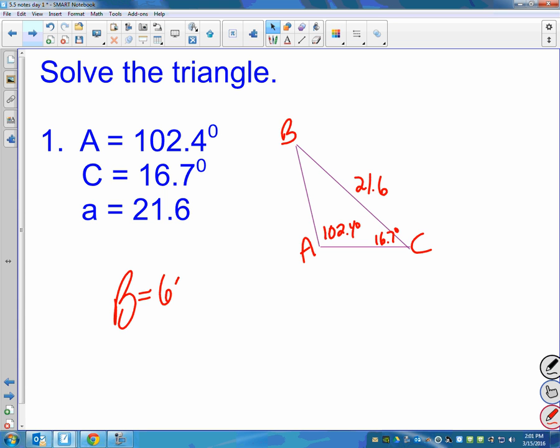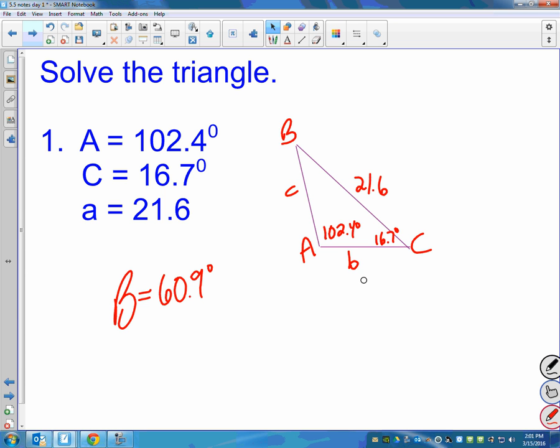I got 60.9 degrees. Now to find the sides, you have to use the law of sines. There's no other option of how to find the sides here. It doesn't matter, you could find side b first or side c first. You've got to find them both.